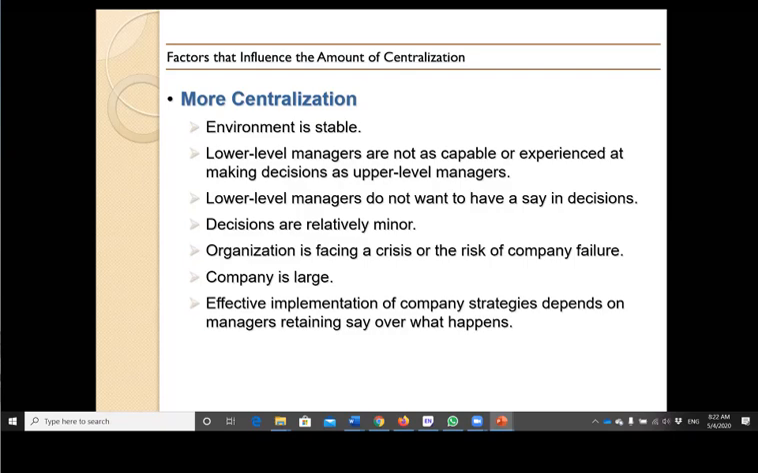Or the next case, the organization is facing a crisis or the risk of company failure. Can you tell me why, in this case, you don't want the involvement of the lower level managers in the decision process? Can someone tell me why you don't want the involvement of the lower level managers in the decision-making process?